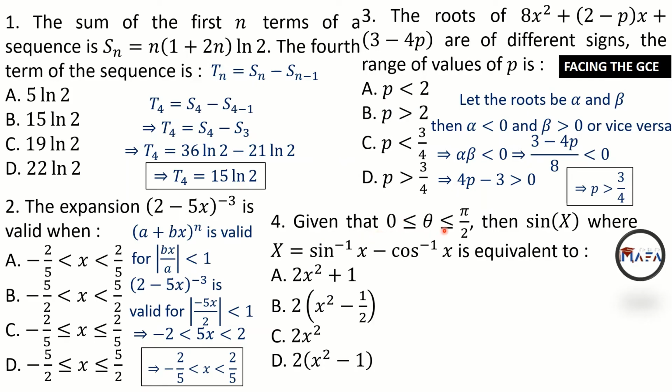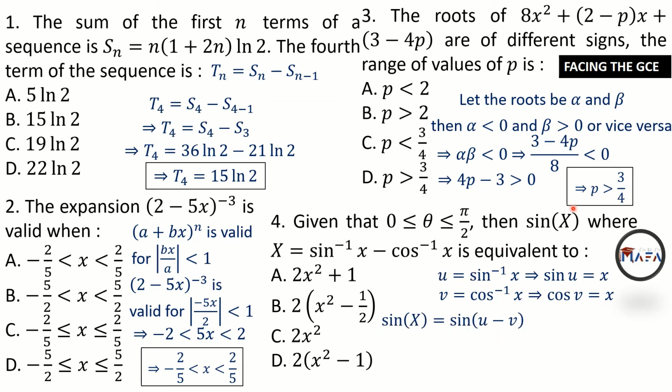Alright, question 4, trigonometry. It reads, given that theta is between 0 and pi ln 2, then the sign of capital X, where capital X is the sine inverse of small x minus the cos inverse of small x, is equivalent to. So I'm going to first start by letting u be sine inverse of small x. It means that sine u gives me x by taking sine on both sides. Same application to cos inverse of x to be v, meaning that cos v is equal to x.